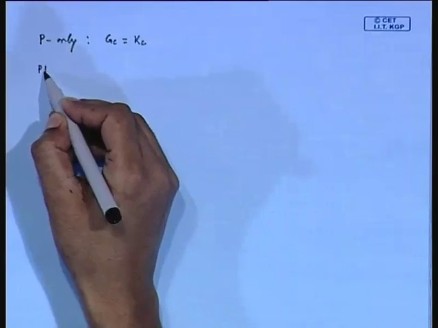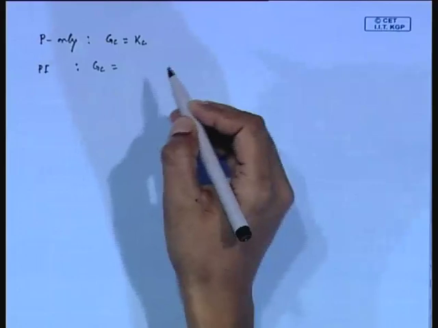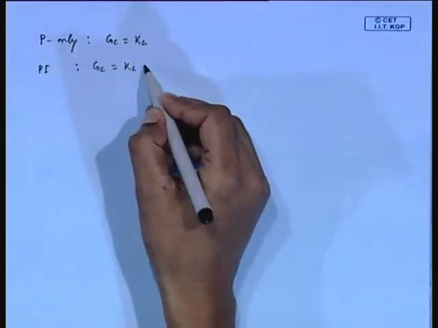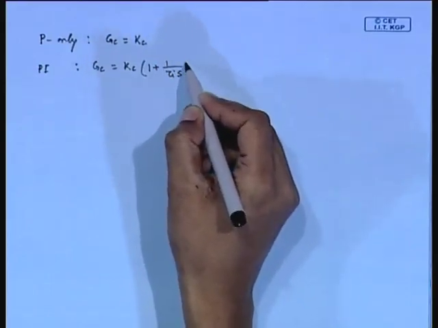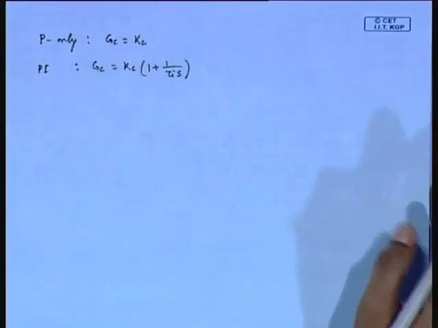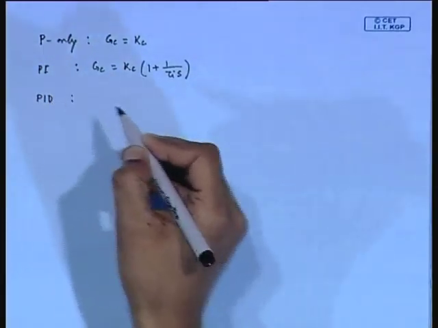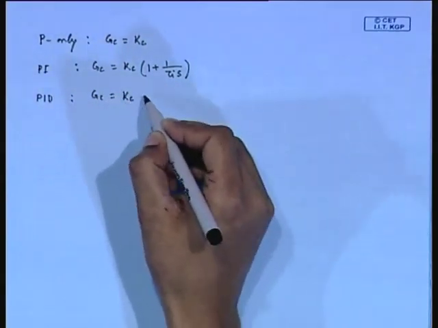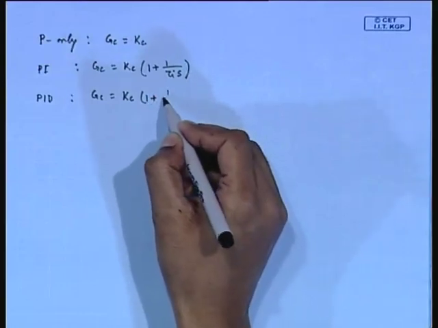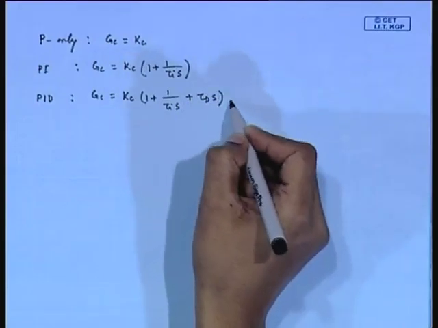We discussed the PI controller having the transfer function of G_C equals K_C times 1 plus 1 divided by tau_I s. We discussed the PID controller having the transfer function of G_C equals K_C times 1 plus 1 divided by tau_I s plus tau_D s.